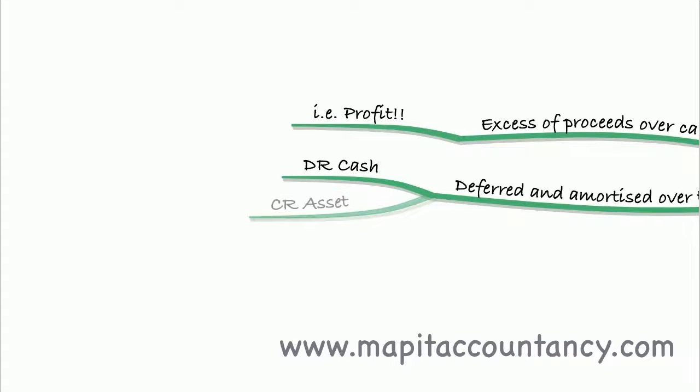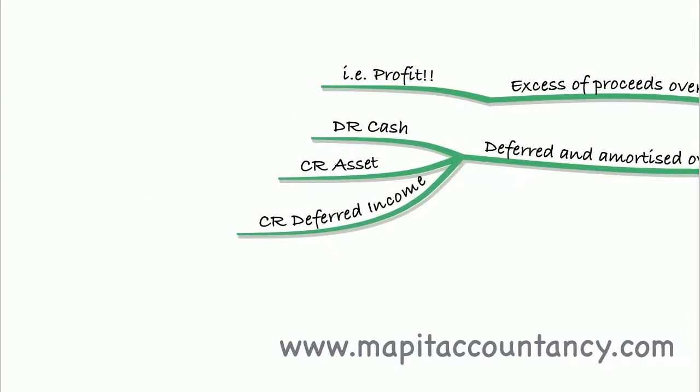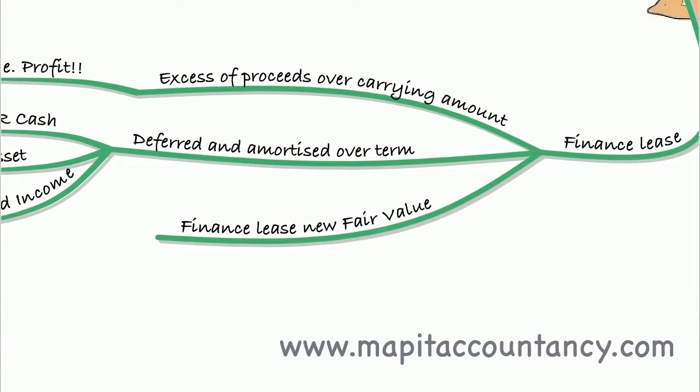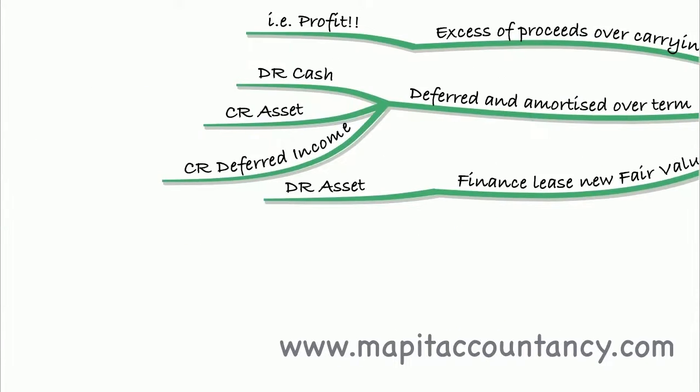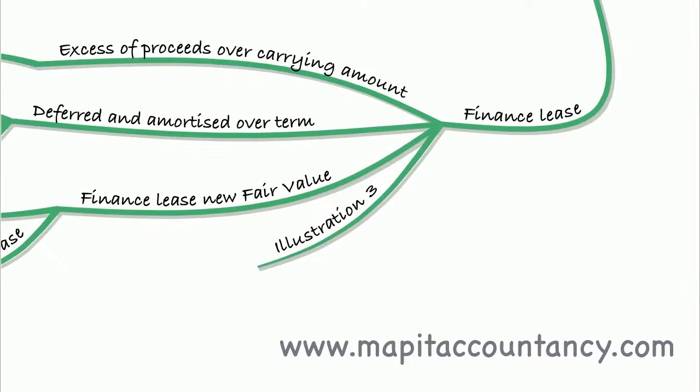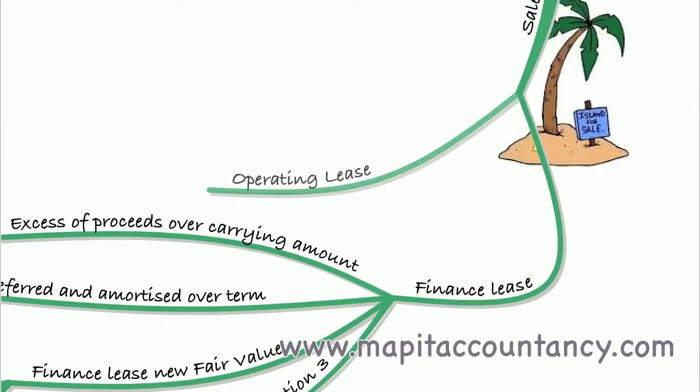So we debit cash, credit the asset and credit deferred income with the difference between the proceeds and the carrying value. We then create a finance lease based on the new fair value, debiting the asset and crediting a finance lease. And we treat that the same as any other finance lease then. So we looked at that in illustration 3.